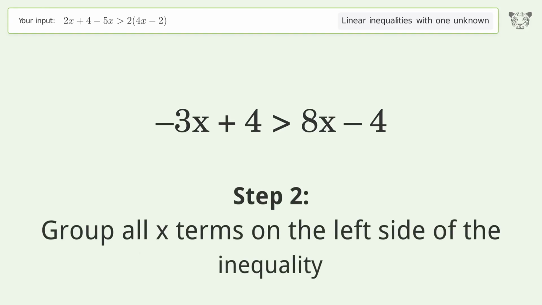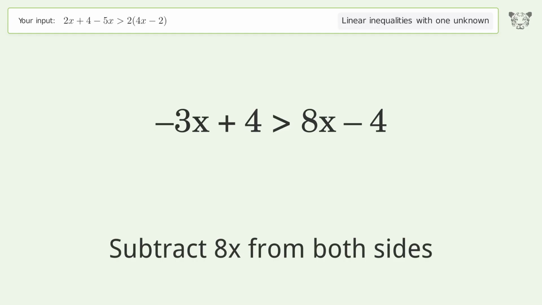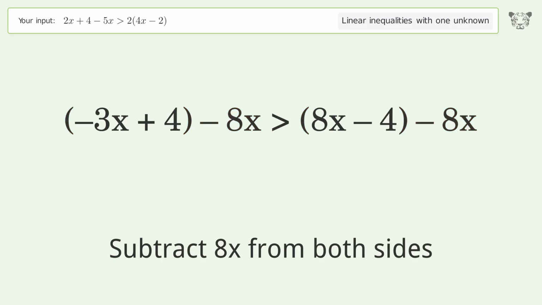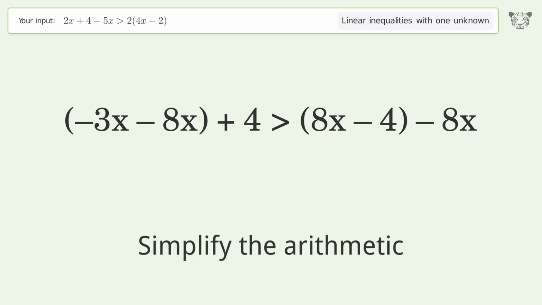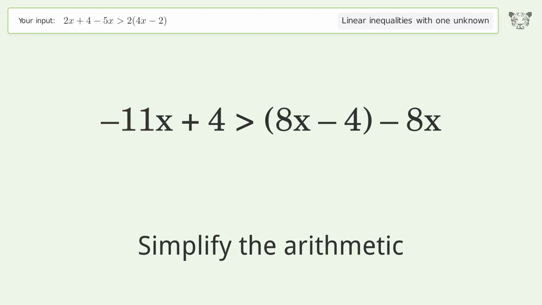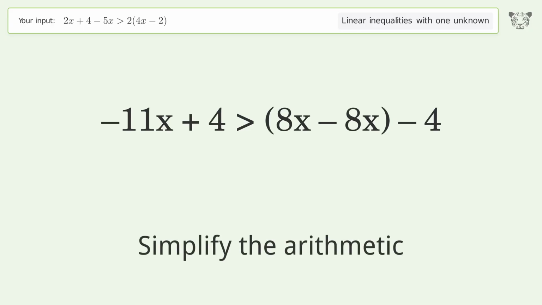Group all x terms on the left side of the inequality. Subtract 8x from both sides. Group like terms. Simplify the arithmetic. Group like terms. Simplify the arithmetic.